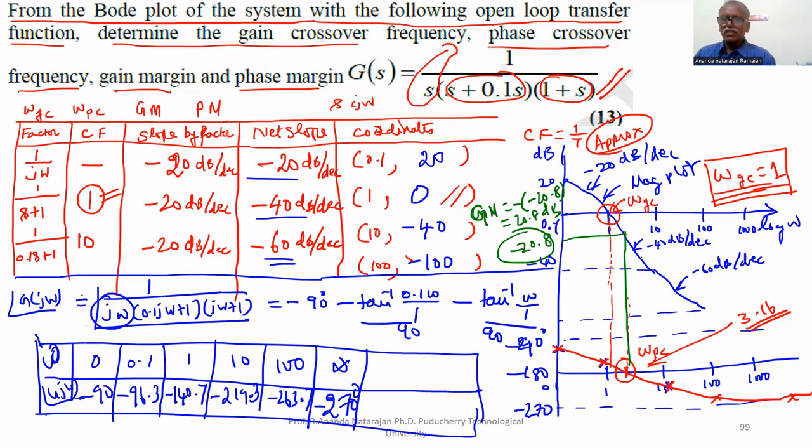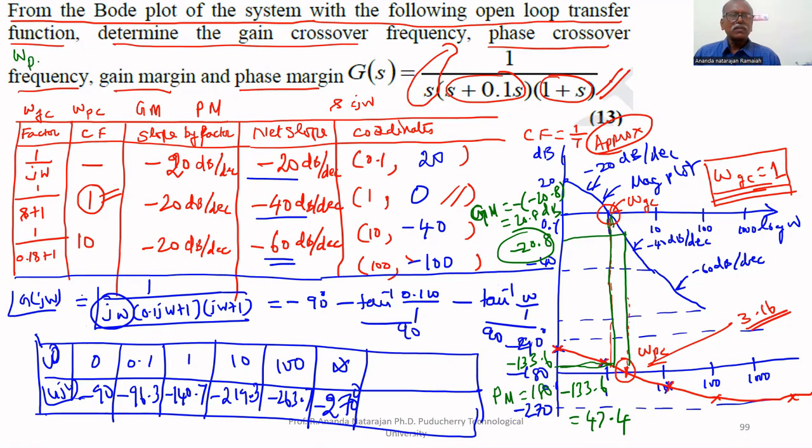To find the phase margin, draw a vertical line at the gain crossover frequency. It cuts the phase plot here. Here the angle is minus 133 point something. Therefore, the phase margin is equal to 180 minus 133, which is 47.4.